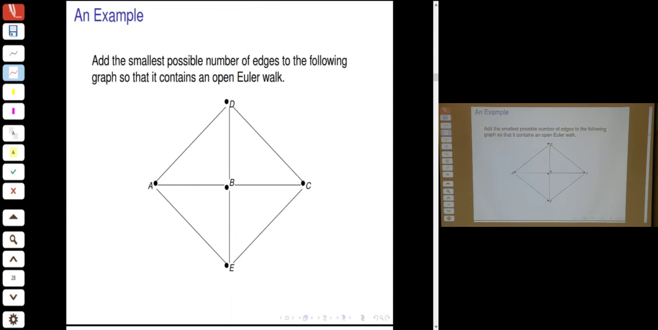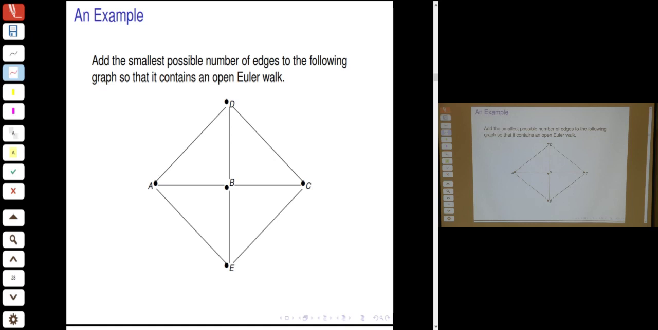So here is an example. You have the following graph. The vertices and the edges are as described. The problem is to add the smallest possible number of edges to this graph so that it contains an open Euler walk.